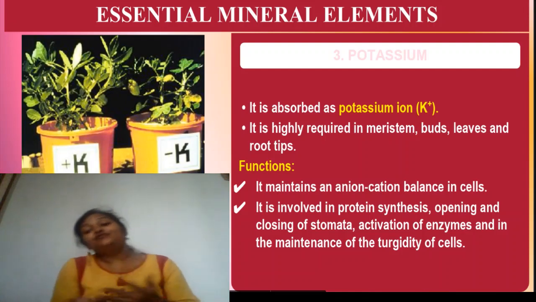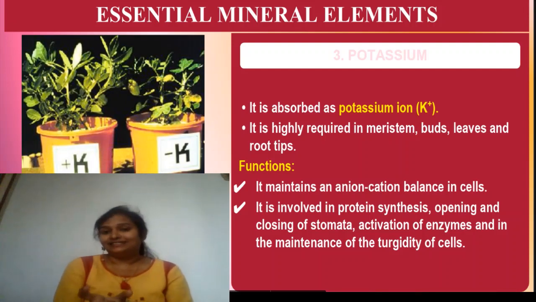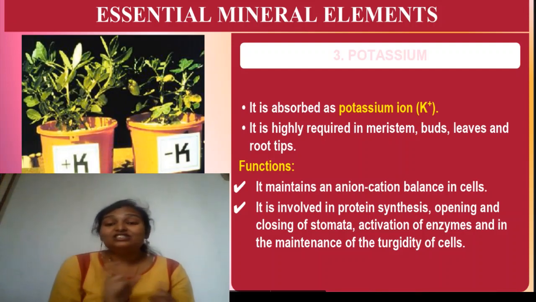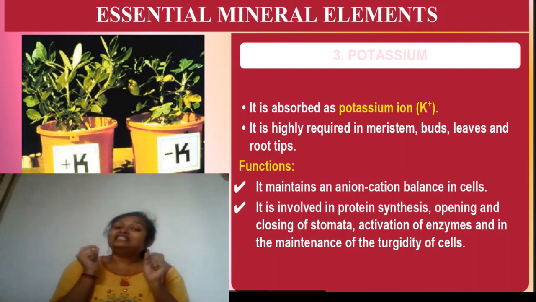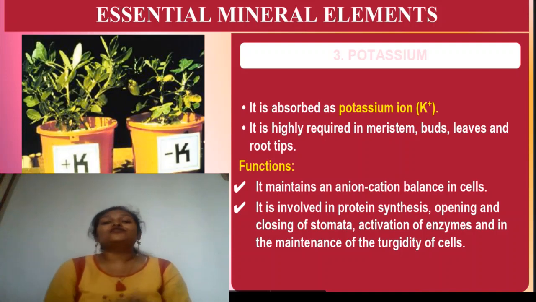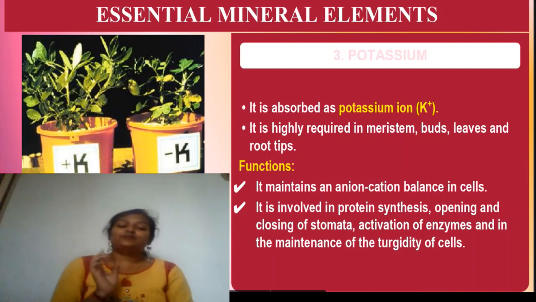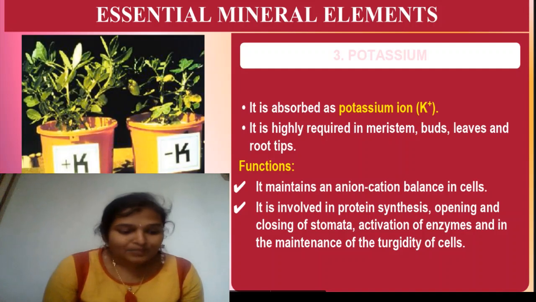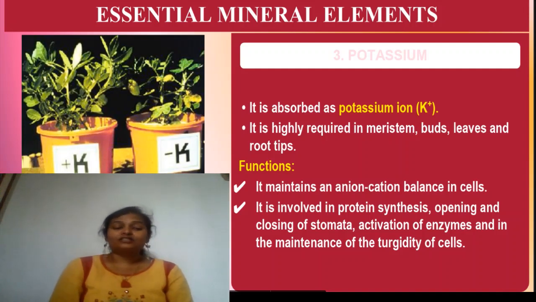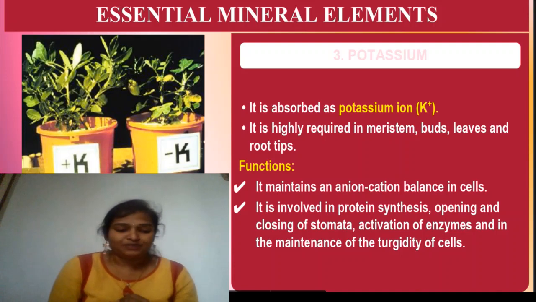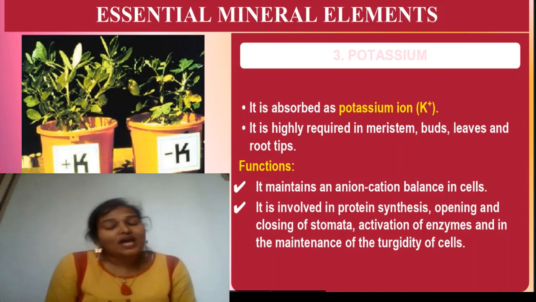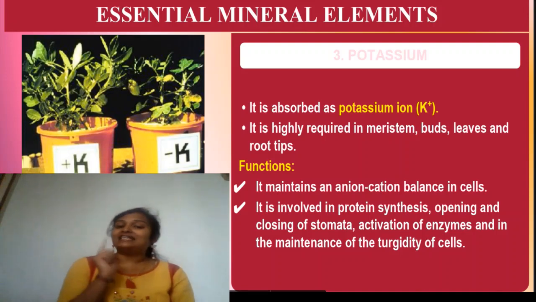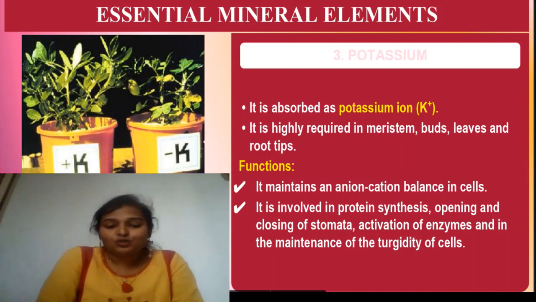And it is even involved in which one? That is protein synthesis. See, protein synthesis is common in all: nitrogen, phosphorus as well as potassium. Please remember this. And activation of enzymes, and even for the maintenance of the turgidity of the cells, the potassium ions are required. And remember, it is mainly important for the respiration purpose, and it also helps in starch synthesis and even in the distribution of it.